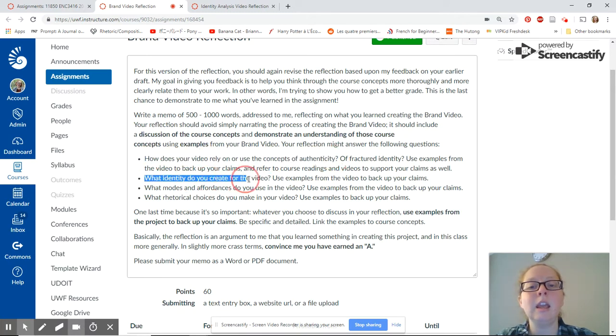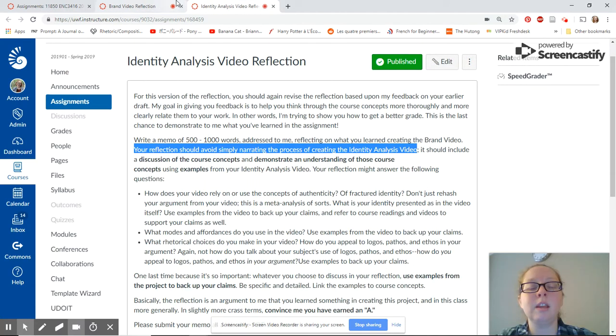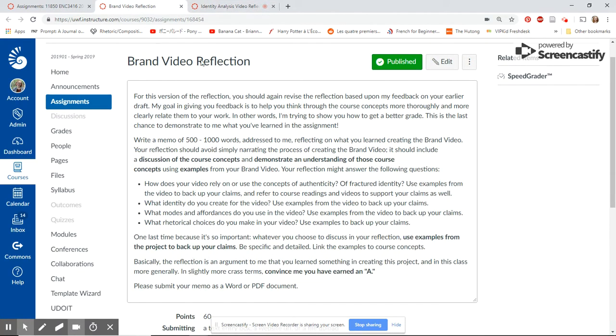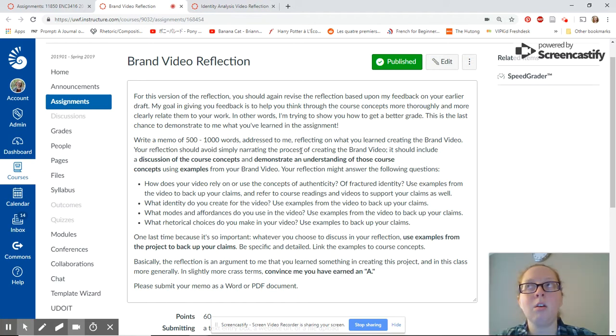But a lot of the discussion that I'm seeing in terms of authenticity and identity, in both the brand video reflection and the identity analysis reflection, is not as strong as your discussions of modes and rhetoric. Ways to make that stronger are, one, tell me what you think authenticity and or identity is.